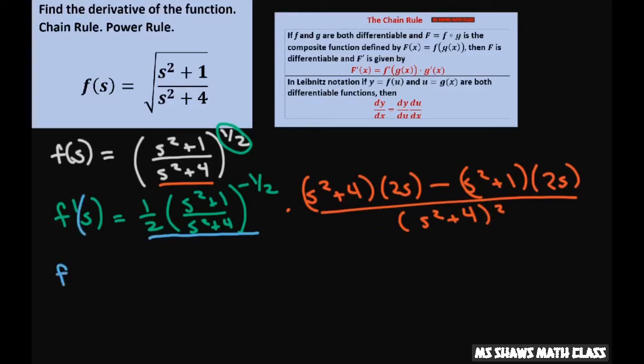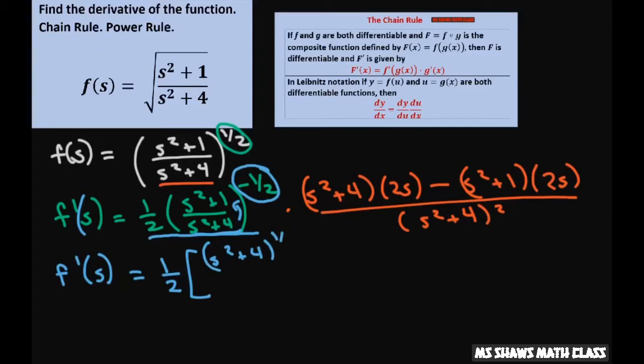If you want, because we're going to have to do this anyway, this negative 1/2, we can flip this over to make it 1/2. So basically I can write this as 1/2 times, now this I put in the numerator, so this is going to be s squared plus 4 to the positive 1/2 power. So I'm just getting rid of my negative exponent there. And then I'll write this as s squared plus 1 to the 1/2. So we can take care of that right away if you want, or you could do it later.